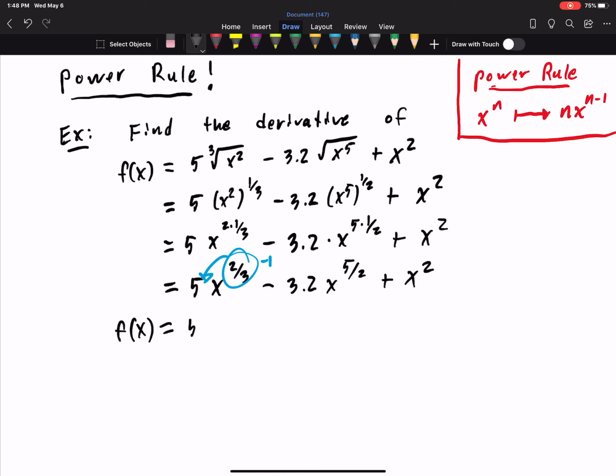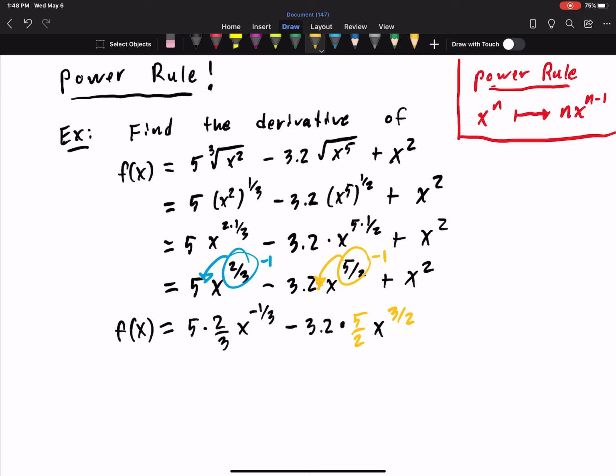So we have 5 times 2/3 x, okay, then you have 2/3 minus 1, so that gives you minus 1/3. Then you have minus 3.2 times, okay, we're going to bring this exponent down in front and multiply that. So you have 5/2. And then you have x, and we're subtracting 1 from 5/2 in the exponent here. So what does that give you? It should give you 3/2, because you subtracted away 2/2 if you want to convert that minus 1 into 2/2. Okay, so that's that.